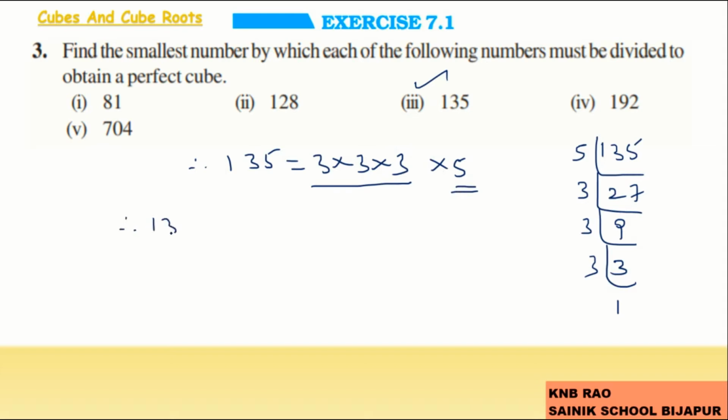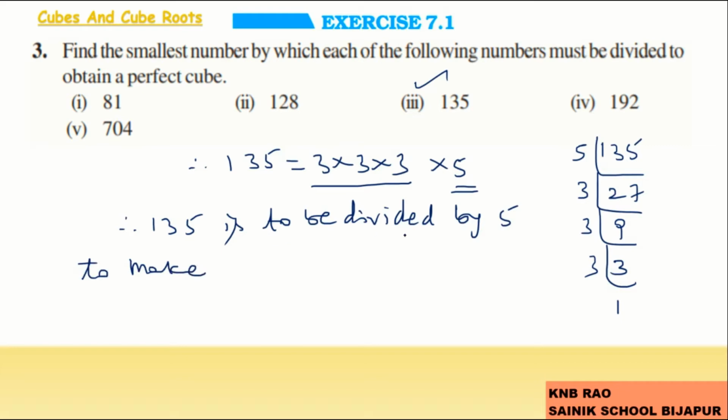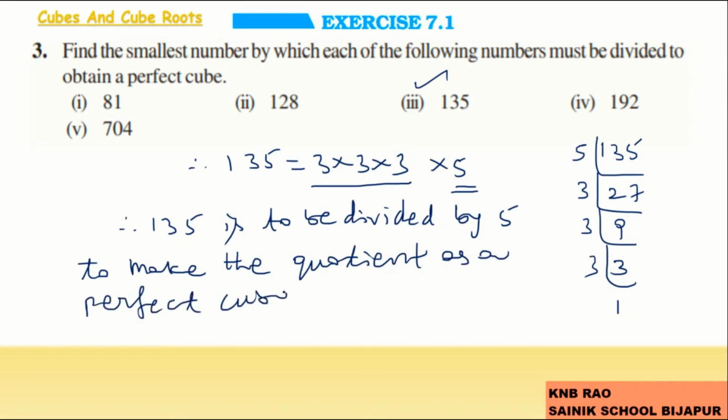So therefore 135 is to be divided by 5 to make the quotient a perfect cube. So that's it. So this is how we do. I hope you will solve question number 2, 128, and question number 5, 704.